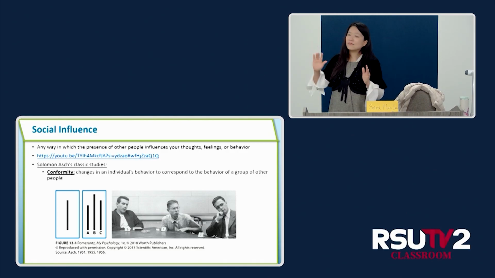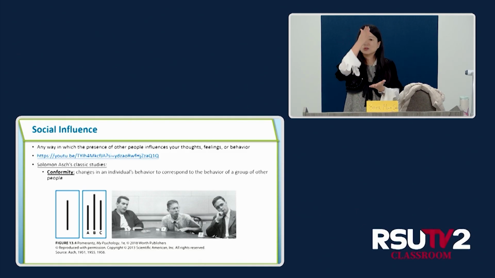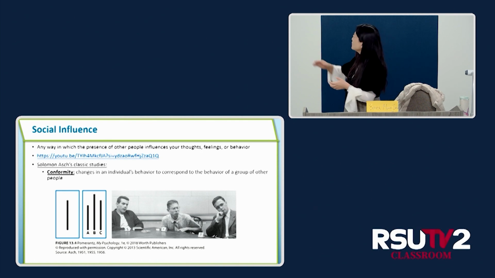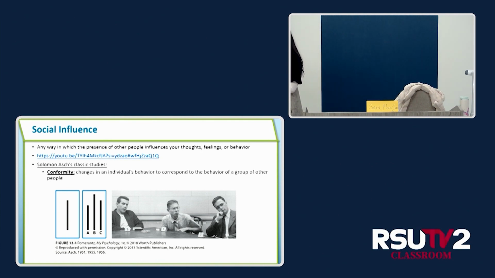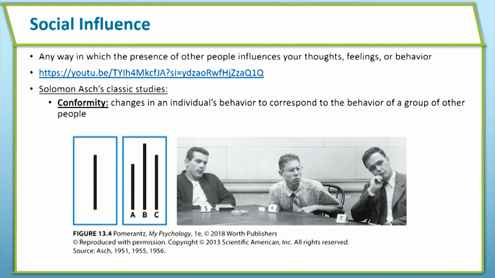This one is conformity. Solomon Asch did lots of experiments with line experiments. If you look at the lines, the left one is the standard. There are lines A, B, and C. Which line among A, B, and C is closest in length to the standard line? You're looking at that. Which one is closer to the standard line lengthwise? C is the closest. Yes. But we will see.